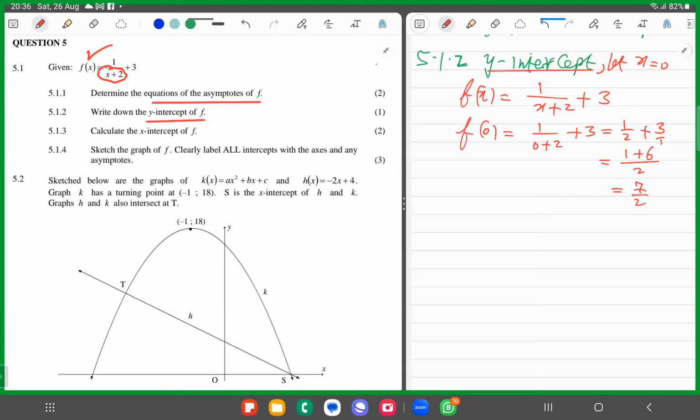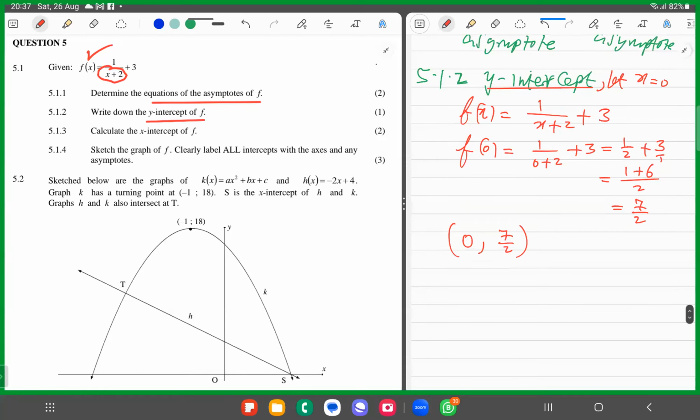Right, so we'll continue. If they say 5.1.2, write down the y-intercept of f, the y-intercept is going to occur at the point where x is 0 and y is 7/2. So what is the y-intercept? It is (0; 7/2). Okay, so we have answered 5.1.2 and we proceed to look at 5.1.3.